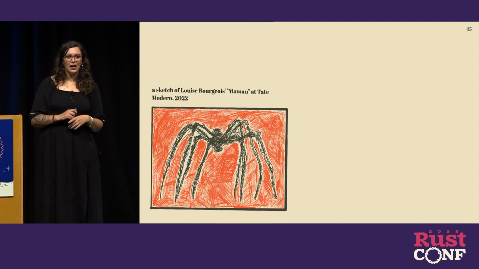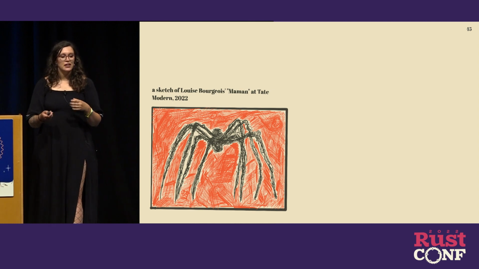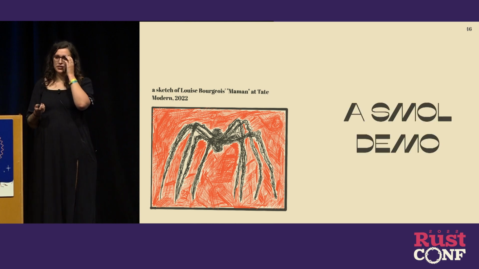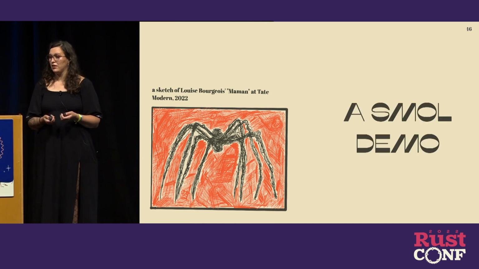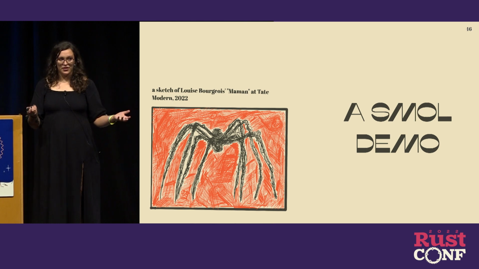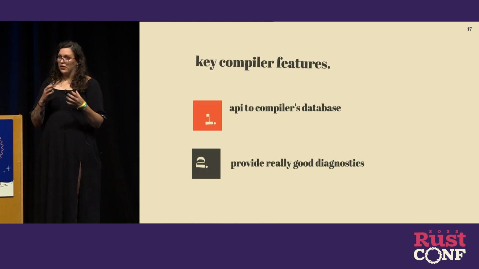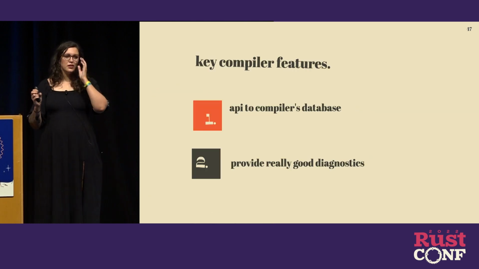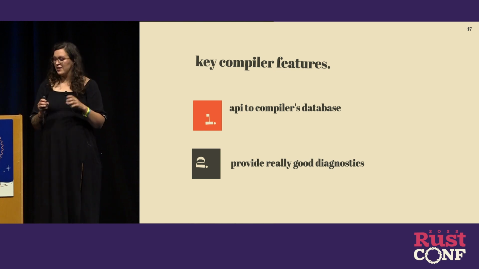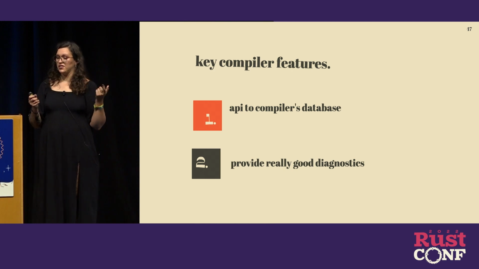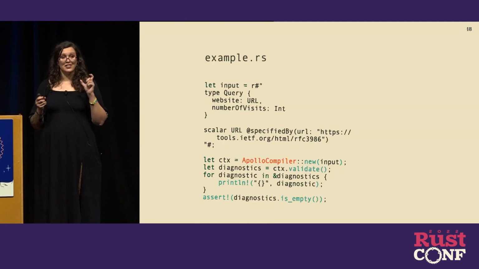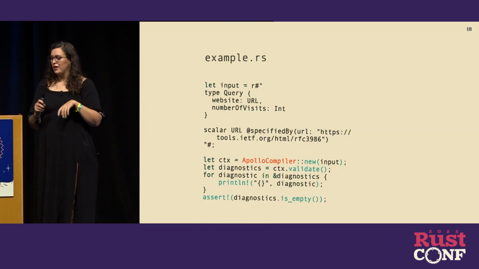All right, so I've talked to you a whole bunch about why we're doing this, but I think at this point it'll be nice to actually take a look at how this compiler works. So let's take a look at a small demo. We've mentioned two key features that the compiler has: the API to the compiler's database and also really good diagnostics. We'll just focus on the diagnostics bit for this small demo.